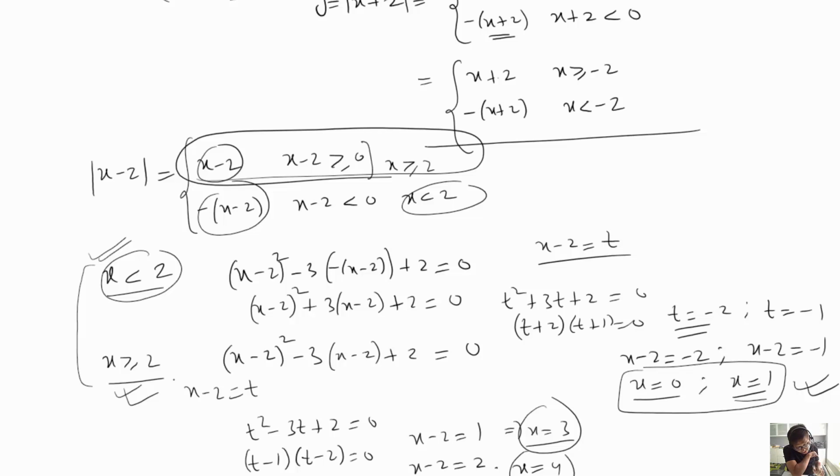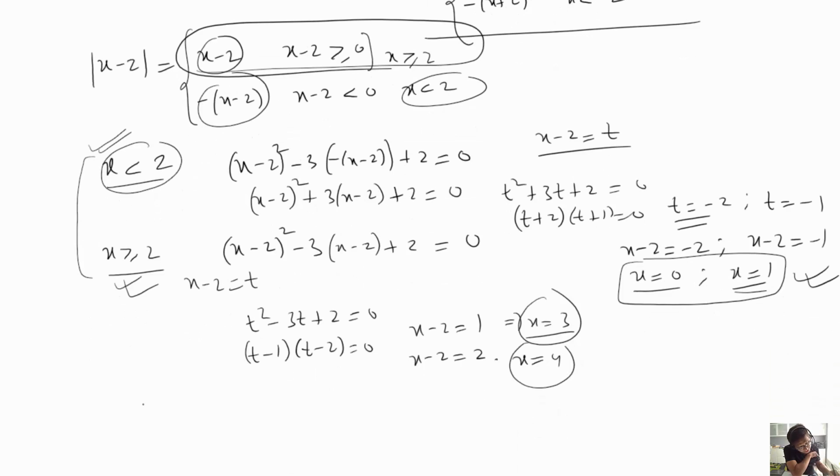So we get 4 answers: 0, 1, 3, 4, right? x equals 0, x equals 1, x equals 3, and x equals 4. All four of them are the four roots of this equation.